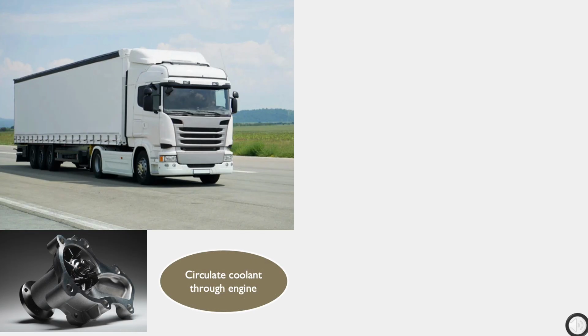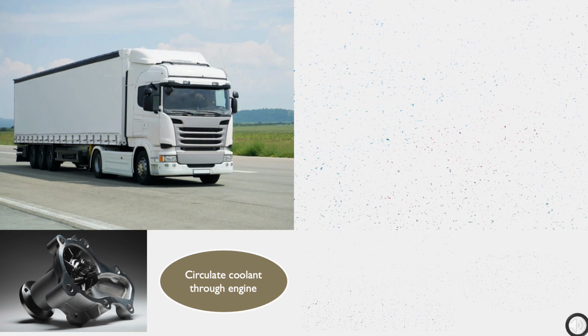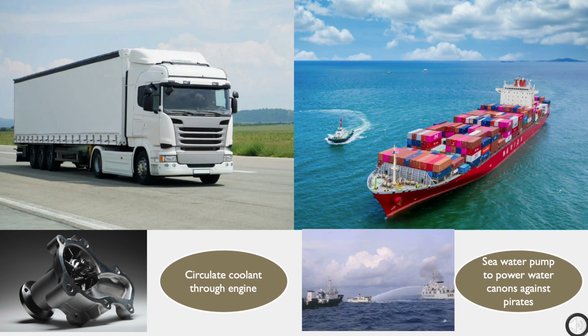Let's talk about a couple of applications. Centrifugal pumps are widely used in automotive applications. They are used as a coolant pump to circulate the coolant through the engine and vehicle-level cooling system. They also have a wide range of applications on the oceans. In addition to being used as a coolant pump to circulate coolant to drive propellant and auxiliary systems, they are used to feed the seawater to the water cannons to fight against pirates.